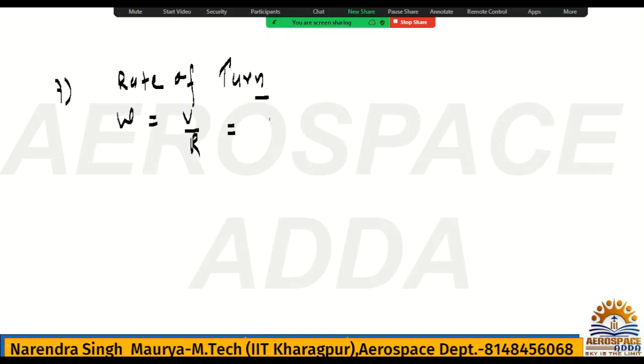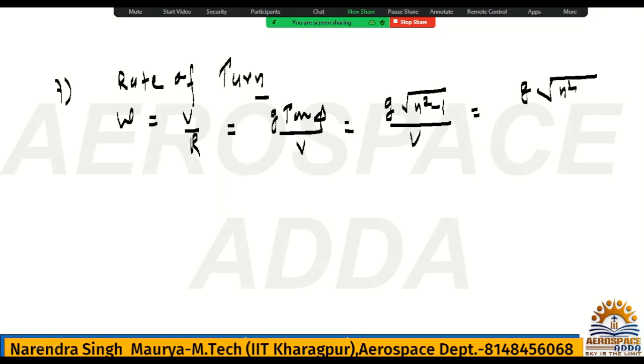If you solve it, you may get g tan phi divided by v, or you can say g root of n square minus 1 divided by v, or in terms of v naught if you want to write. It's your choice. So I'm explaining everything. Okay, this is the formula. Any formula you can use. Understood? You are writing v or v naught, it's your choice.